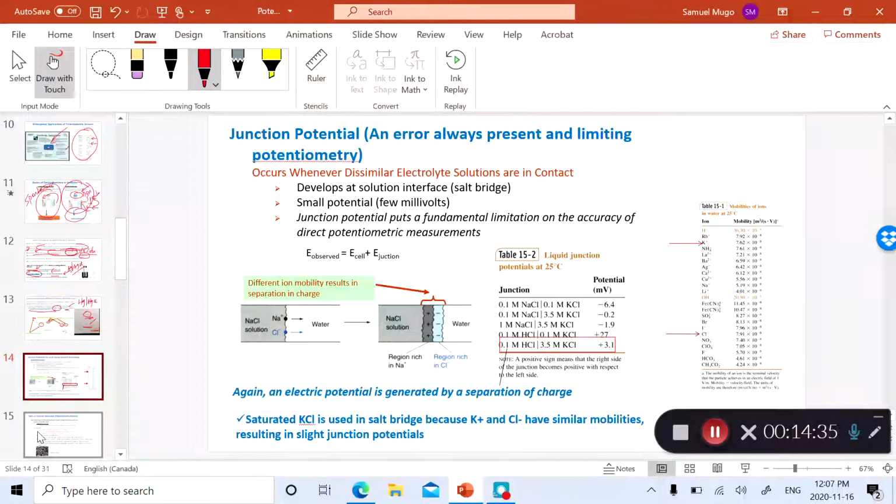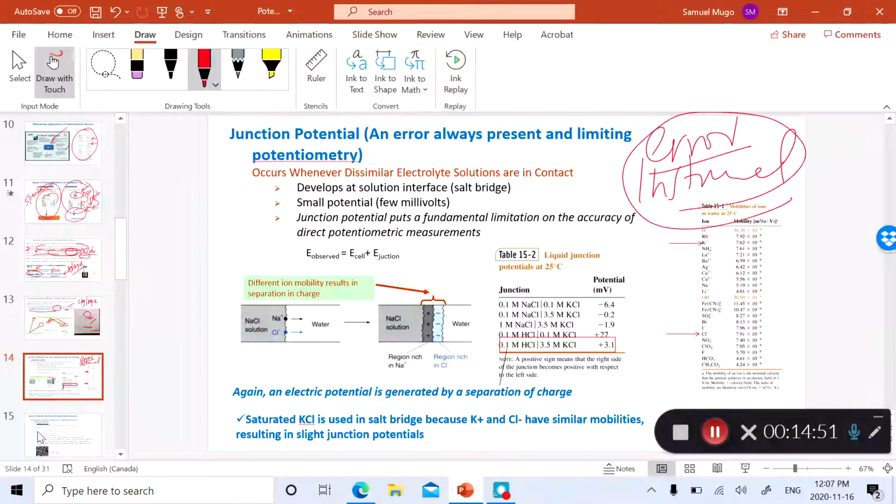Now, one challenge with potentiometry, just like all other instrumental methods, is that every instrumental method has an error, an instrumental error. The instrumental error that is pertinent to potentiometry results from what you refer to as the junction potential.